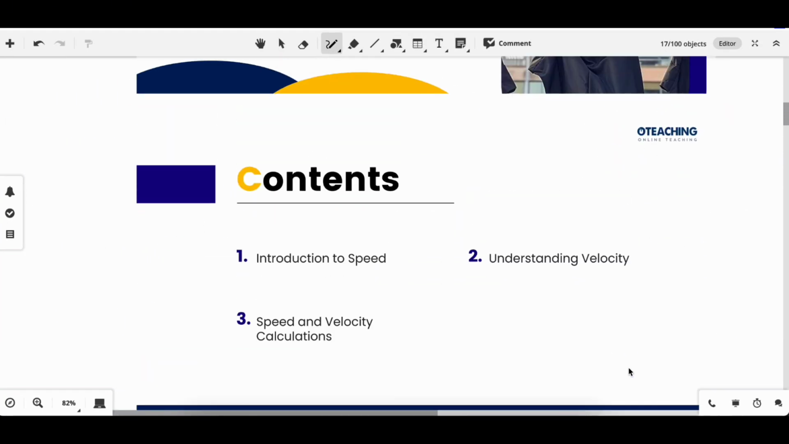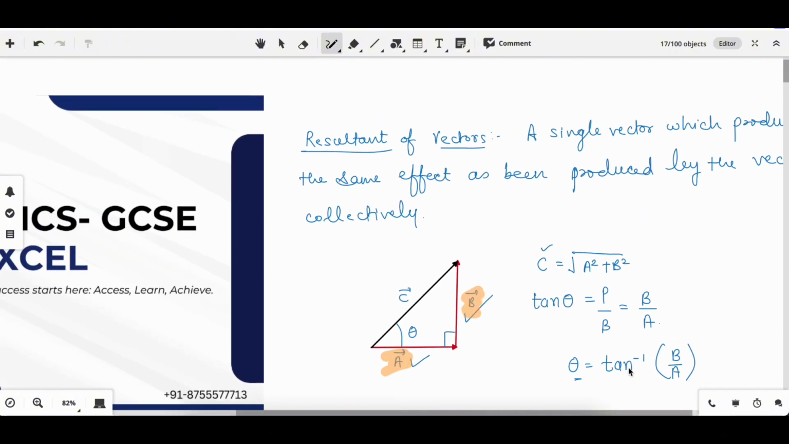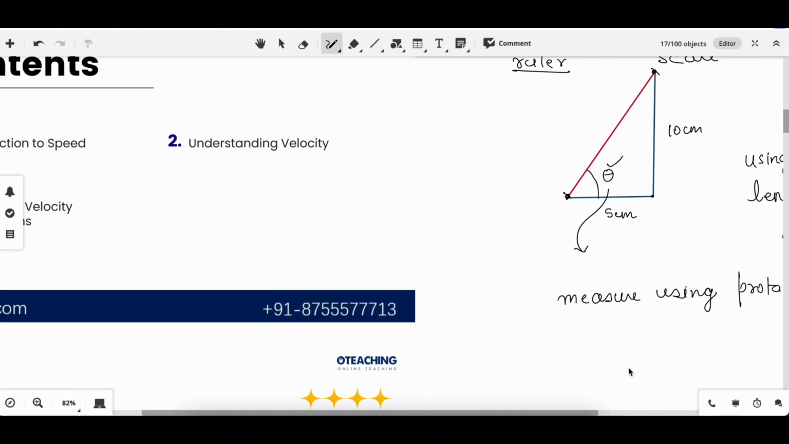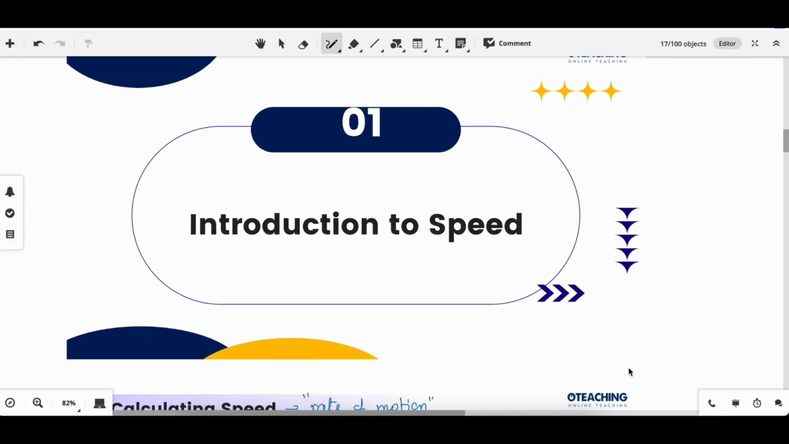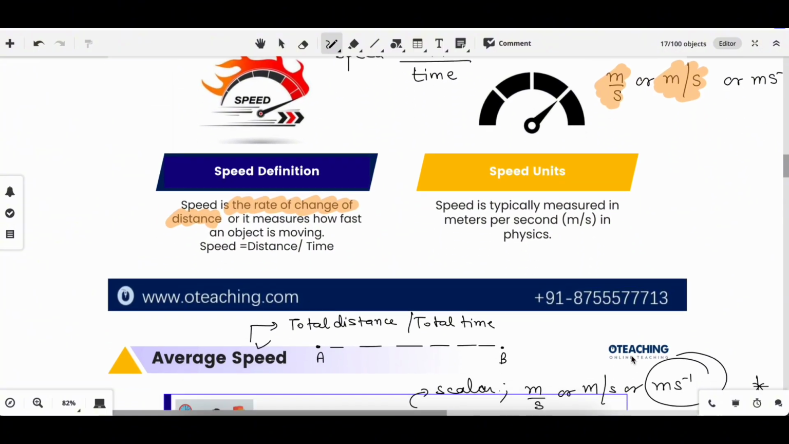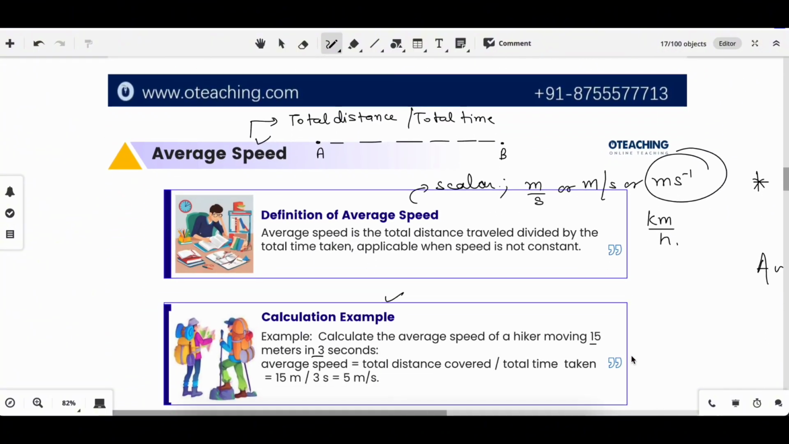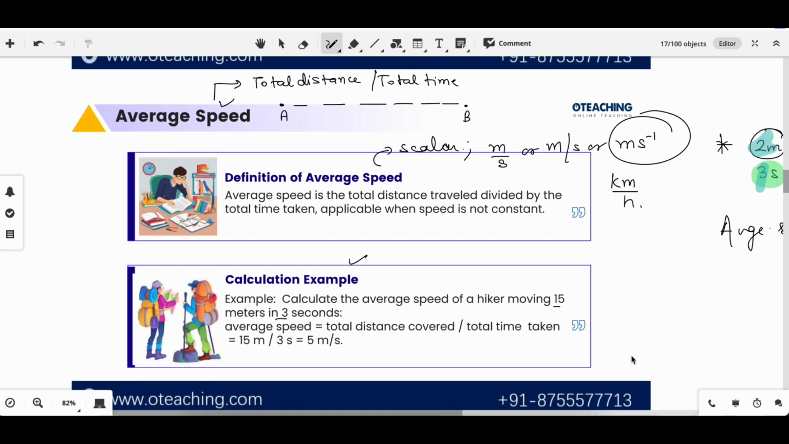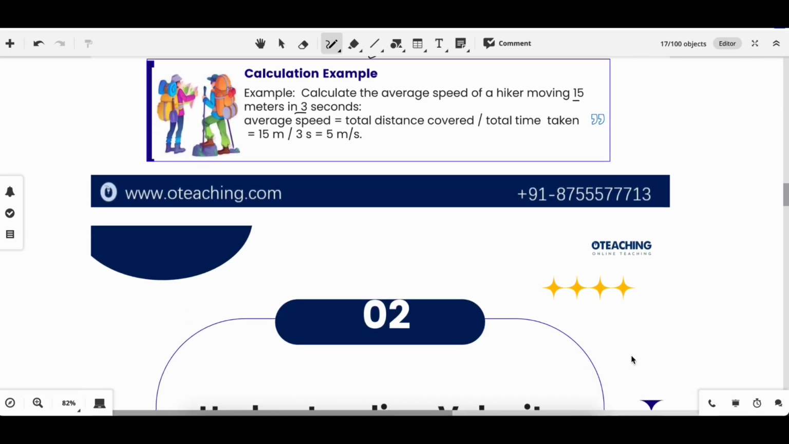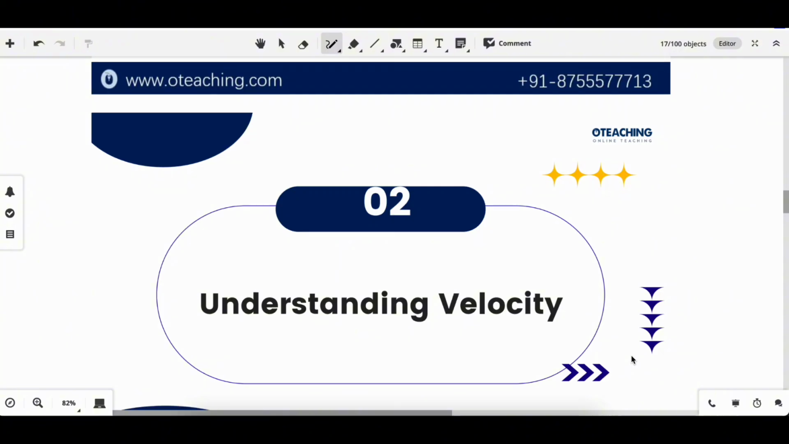We have covered the concept of vectors, resultant of vectors, and the vector diagrams. And then we worked on speed, what we mean by speed, the characteristics of speed, and we worked on the average speed, and a question related to the average speed. In our next class, we will talk about velocity, average velocity, and the difference between speed and velocity.